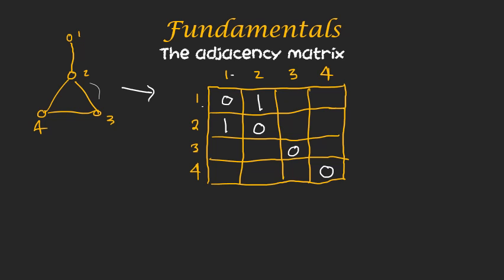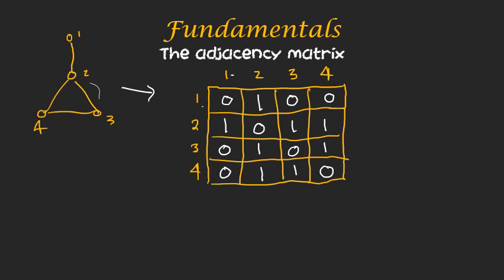3 is not adjacent to 1, so I'll put a 0 there. 4 is not adjacent to 1. By the symmetry argument, we should have this. 1 and 3, 1 and 4 are not adjacent. 2 and 3 are adjacent. 2 and 4 are adjacent, so I'll put 1s there, and we should have 1s there by symmetry. 4 and 3, those are adjacent, and 3 and 4, those are adjacent. So this is the adjacency matrix of my graph here.